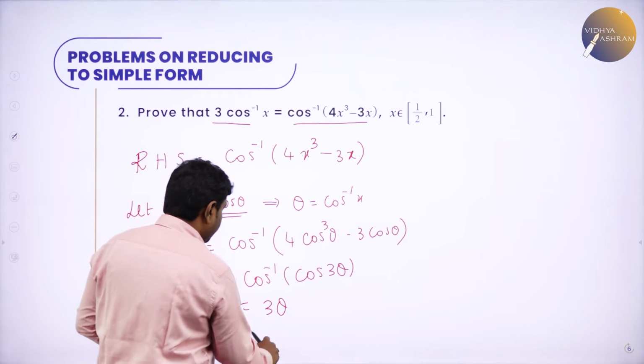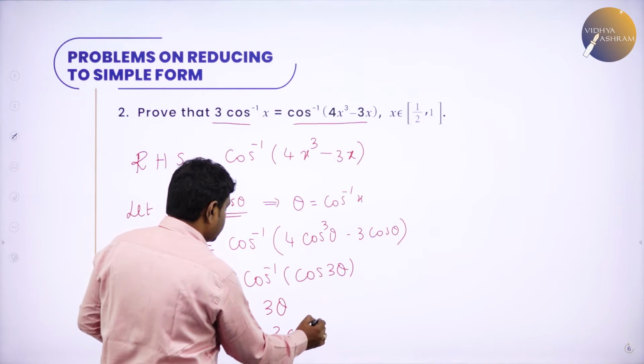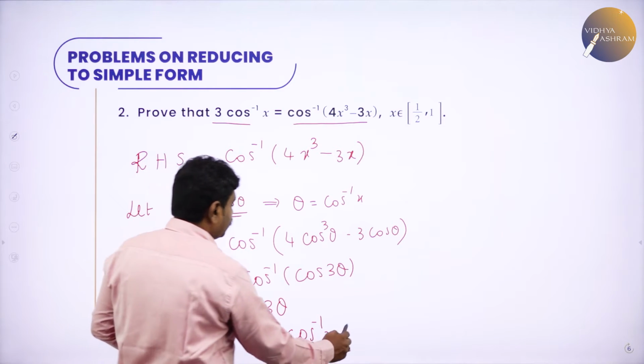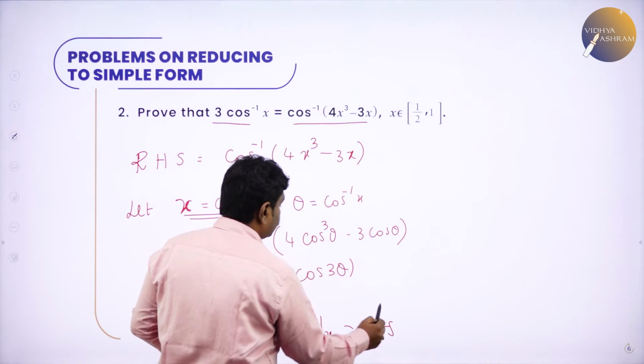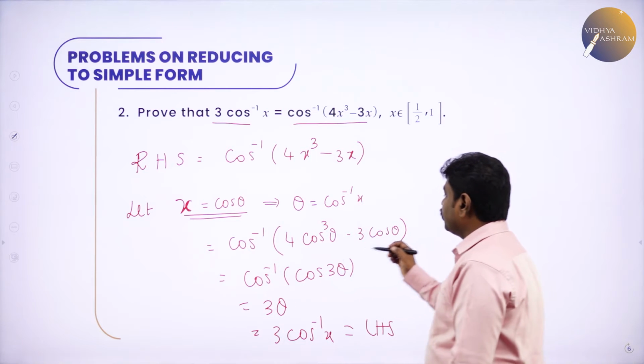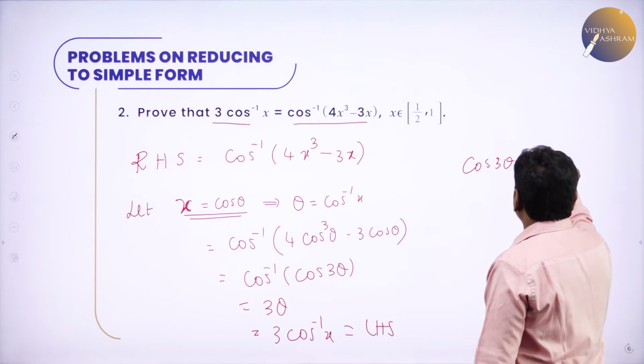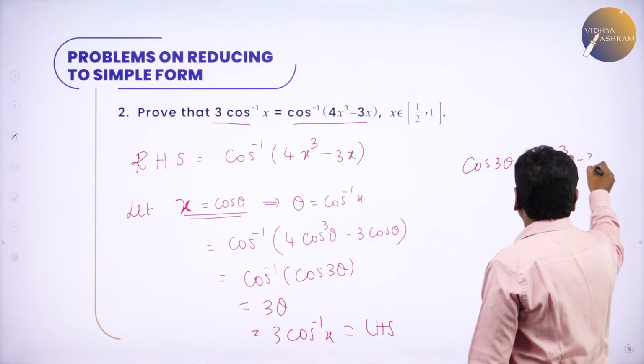And what is theta? Theta is cos inverse x, so it becomes 3 cos inverse x. Hence the proof. This is the LHS. Hence the proof. Got it? So what did we use? We used the cos 3 theta formula. What is cos 3 theta? Cos 3 theta is 4 cos cube theta minus 3 cos theta.